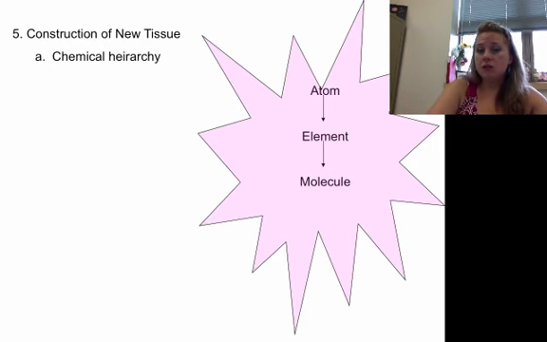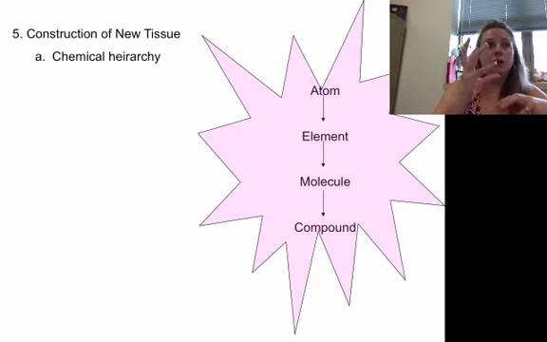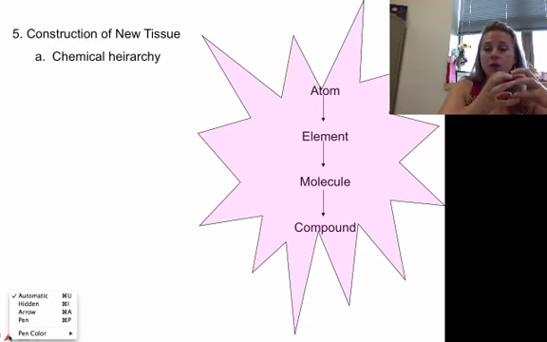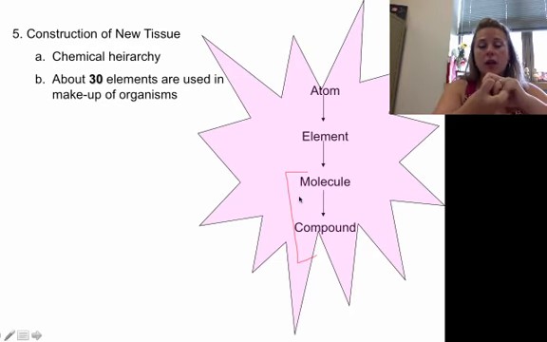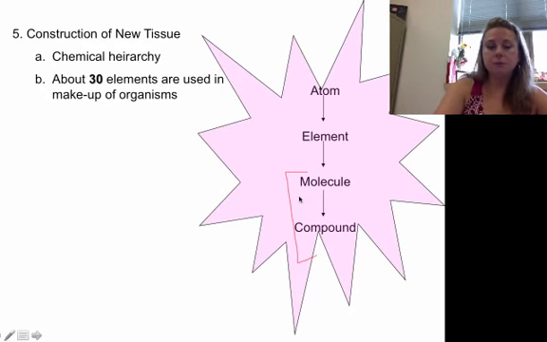If I hook a bunch of elements together, chemically binding them, I get what's called a molecule. And if I take that molecule, maybe a couple of molecules, and chemically bind them together, that's a compound. That's the key thing: these are chemically combined together. Those atoms are chemically bonded.